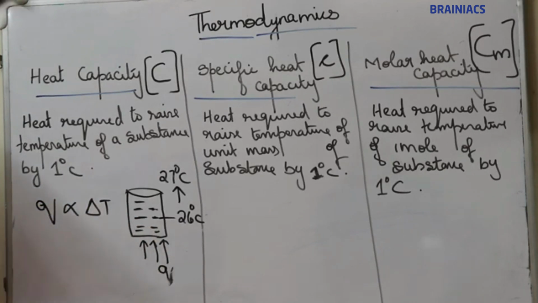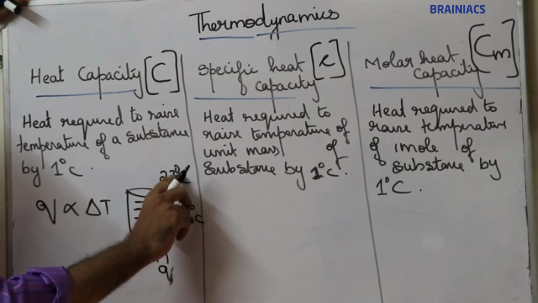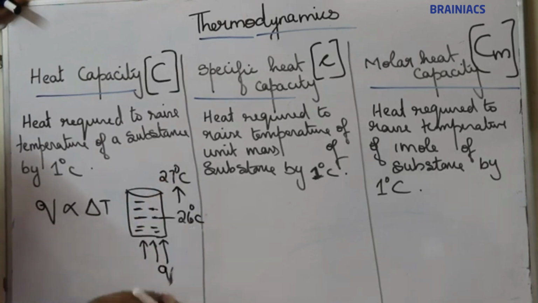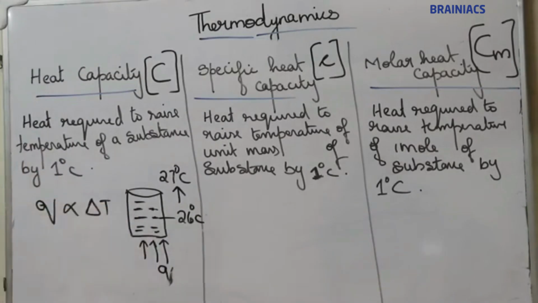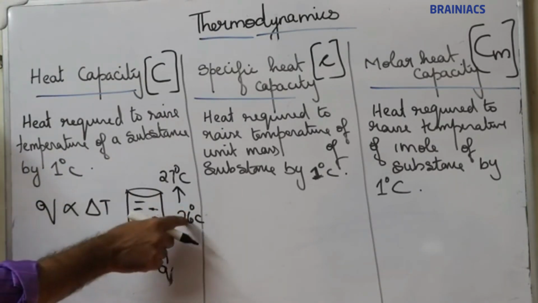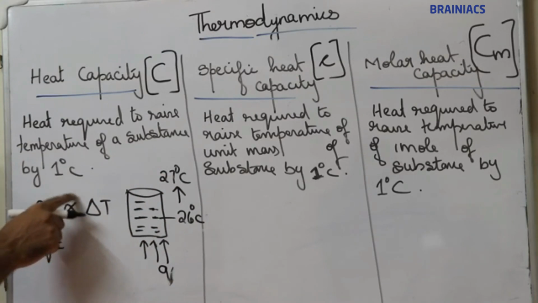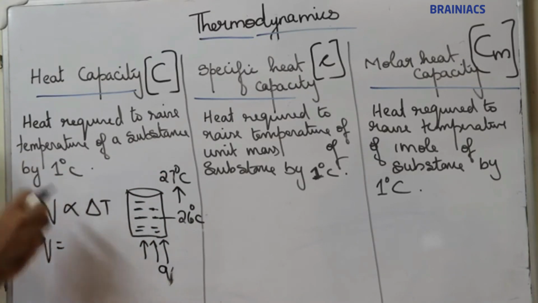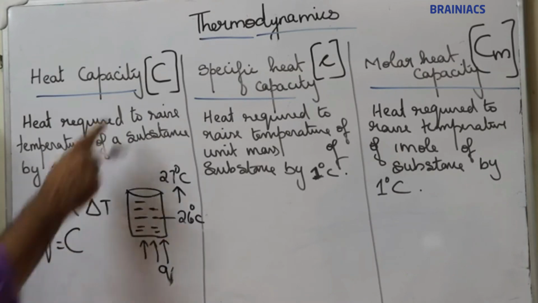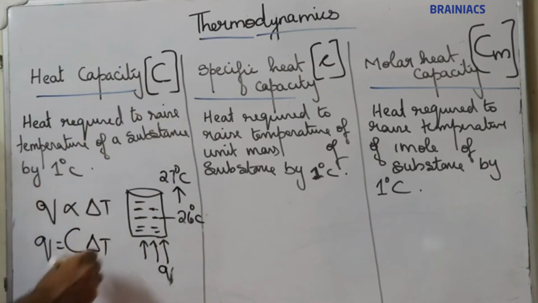Okay. Q is directly proportional to delta T. Anyway, you can write like this. I think it's clear. So change in temperature is directly proportional to heat supplied. So Q is directly proportional to delta T. This proportionality is removed by multiplying with a constant, let the constant be C, heat capacity. Q equals C into delta T.